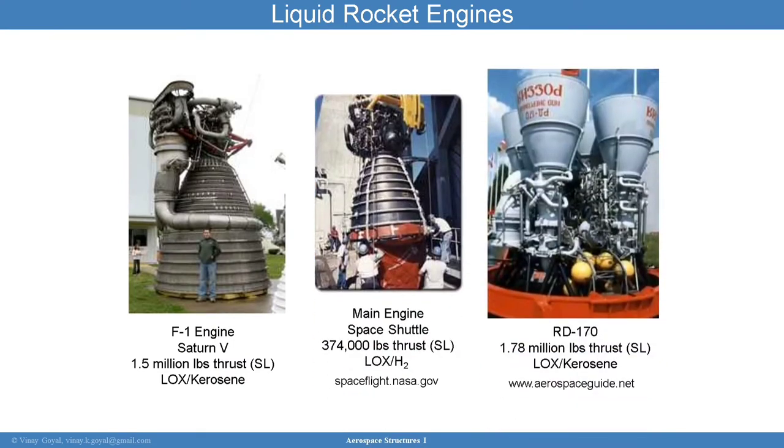So here are three examples of liquid rocket engines, and I want these to show you the sheer size. This is the F-1 engine of the Saturn V, LOX and kerosene, 1.5 million pounds of thrust, and you can see that the height is quite significant.